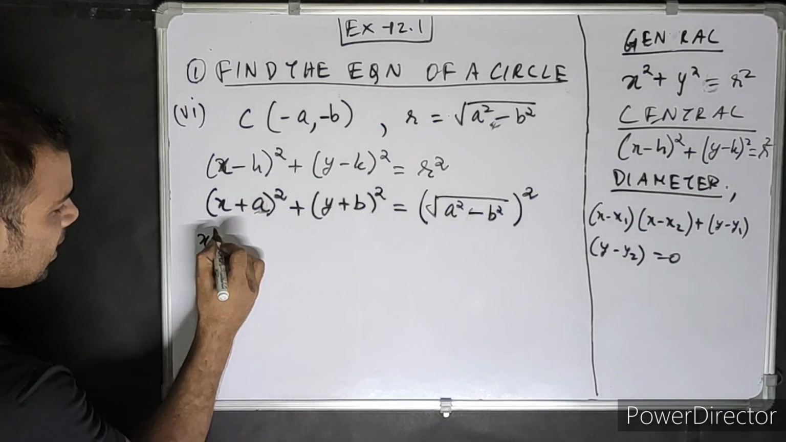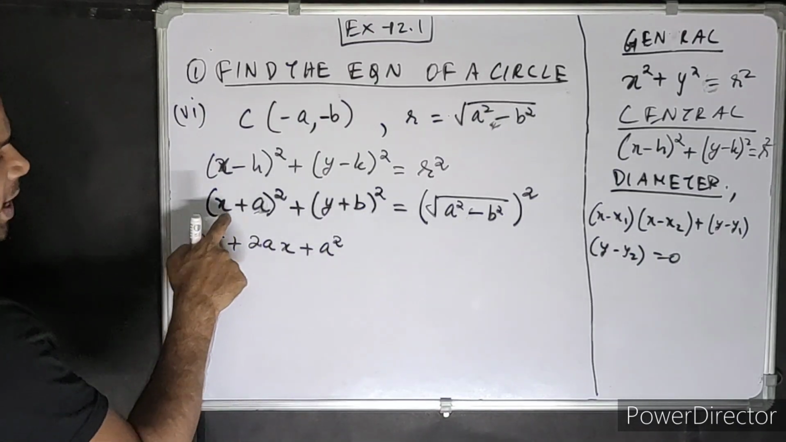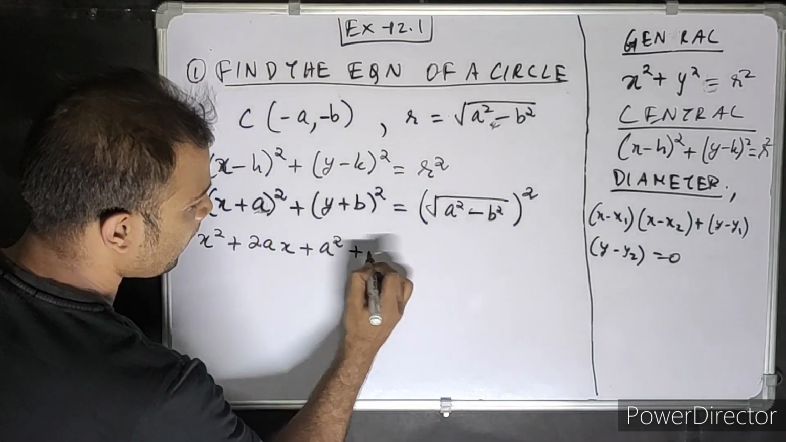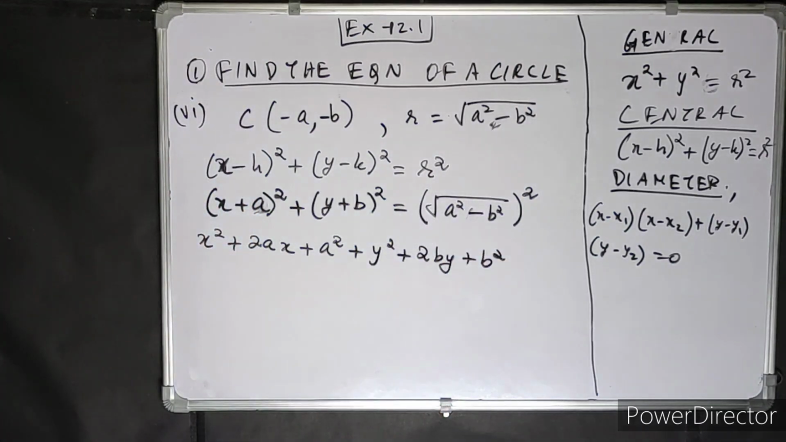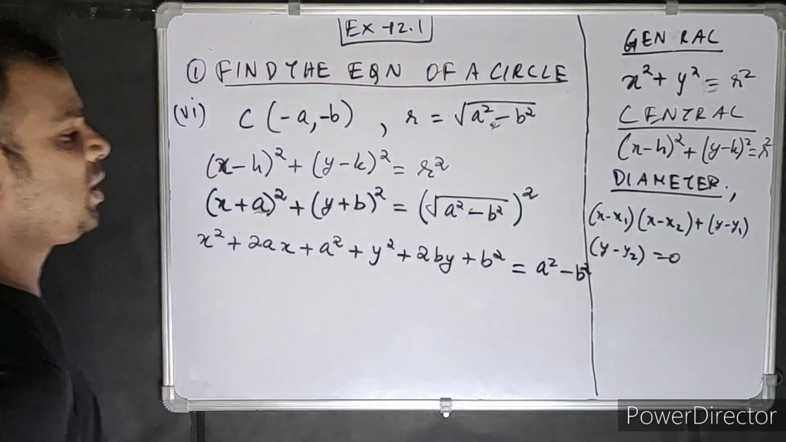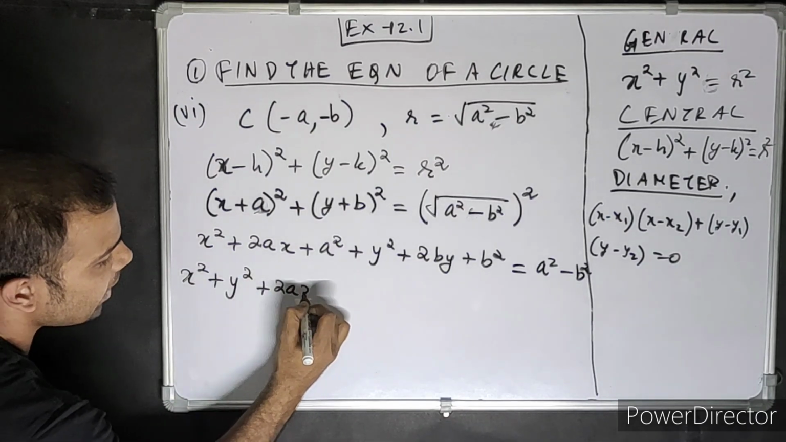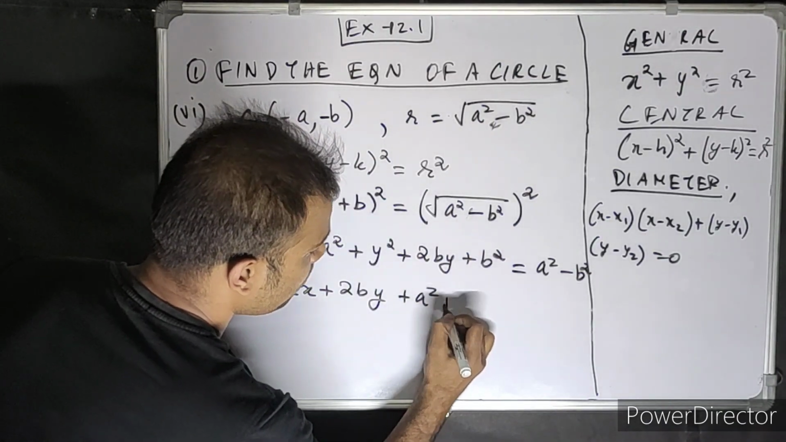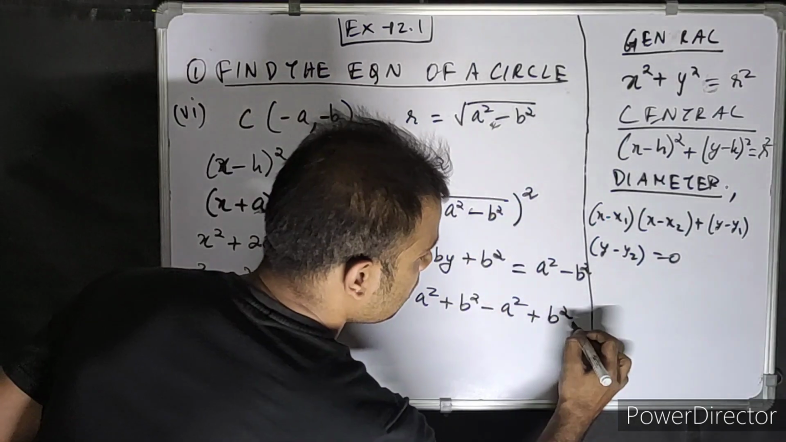Okay, so that's x square plus 2ax plus a square, 2 into a into b. Whether you write ax or xa, it's the same thing. y square plus 2by plus b square. Then this side it will be just a square minus b square. Then this is x square plus y square plus 2ax plus 2by plus a square plus b square minus a square plus b square is equal to 0.